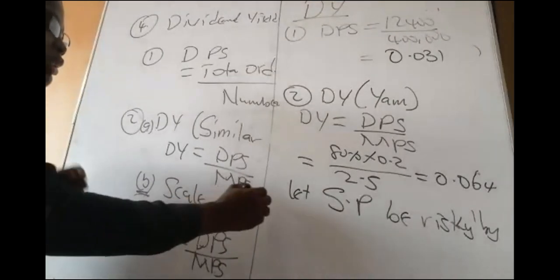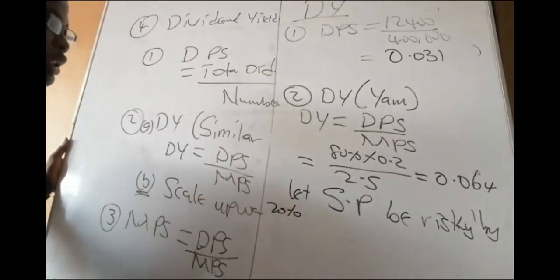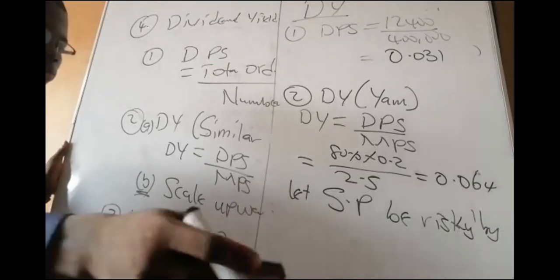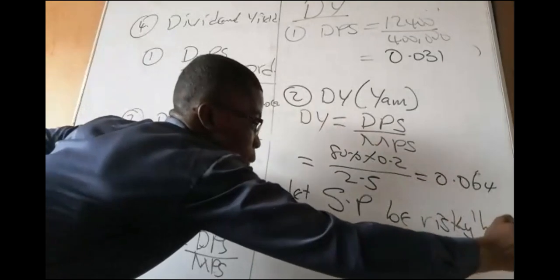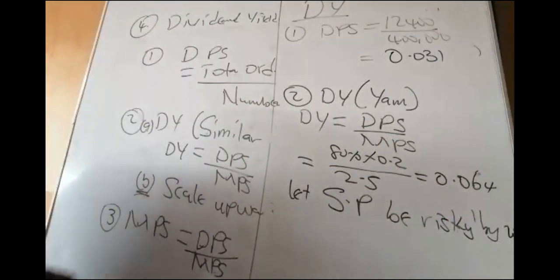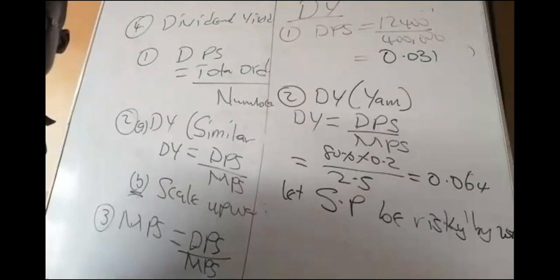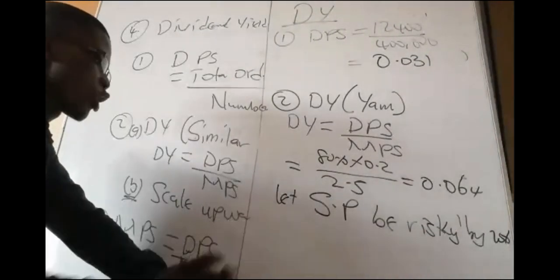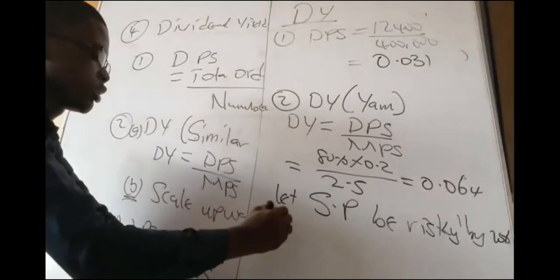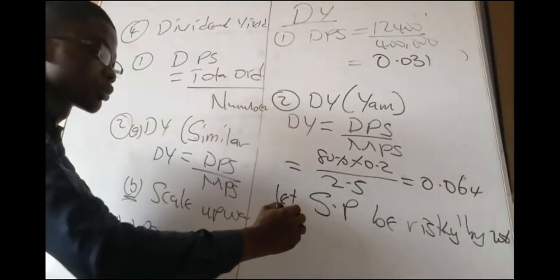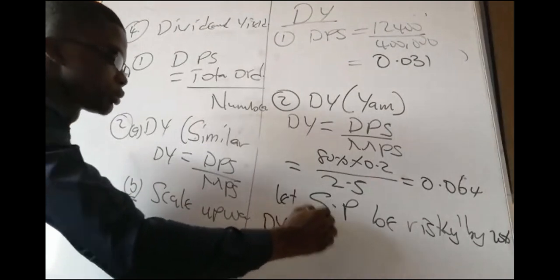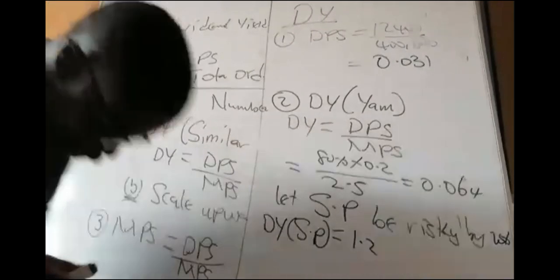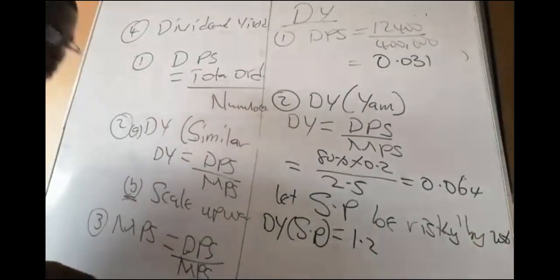So by 20%. Therefore we scale it up. Then the dividend yield for Sweet Potato will be 1.2 times. All the yield scale up, P/E ratio scale down.